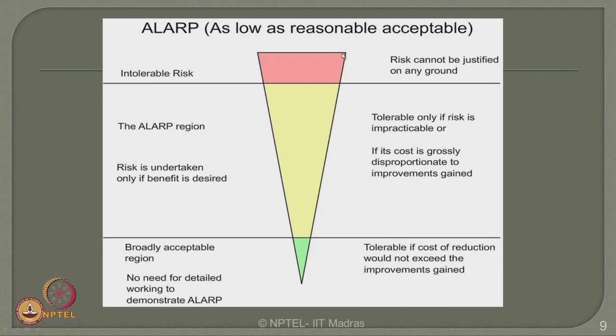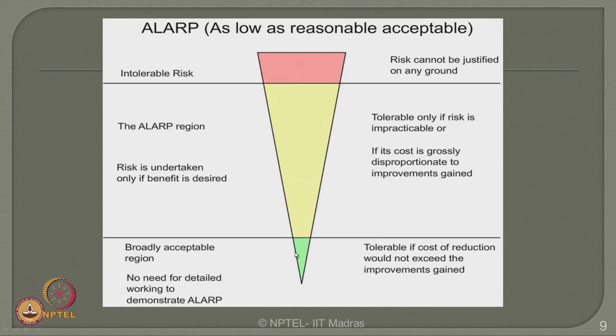The ALARP triangle has 3 distinct segments, as you see here painted green, yellow and red. The red zone indicates intolerable risk. It means that at any cost, the risk cannot be justified if it falls in this criteria. However, if a risk falls in the green criteria, it is a broadly acceptable region. Therefore, there is no need to work for a detailed demonstration of ALARP when the risk falls in this criteria.